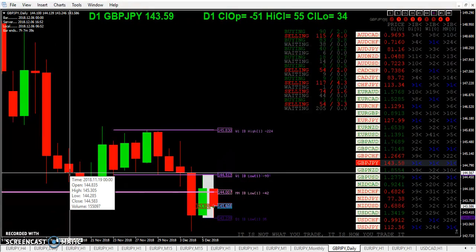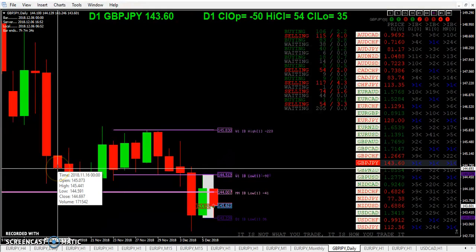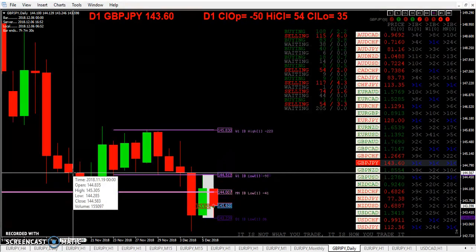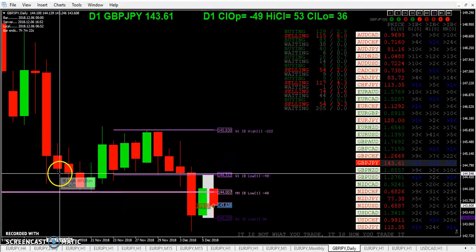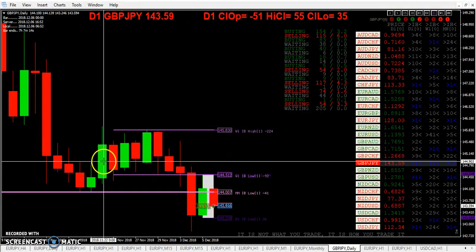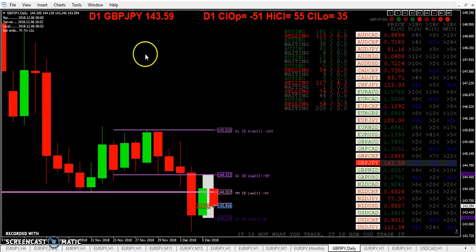It opened, let's see, actually, let's find here. Here's a low, 44.59, and there's a low, 44.28. So what's that, 31 pips? That's a nice move right there. So that's why we look for inside bars. And I believe this one was an inside bar, and you can see there was a nice move to the upside.